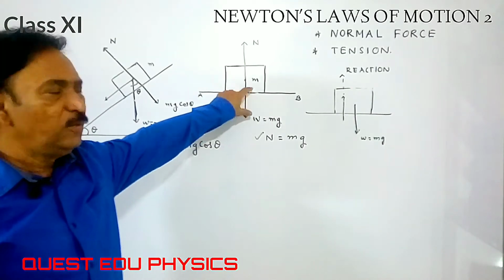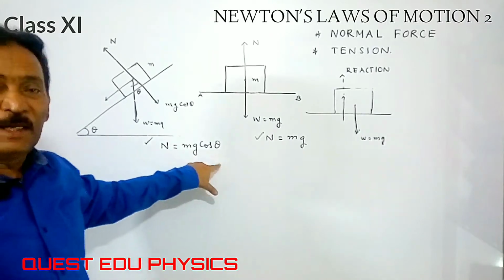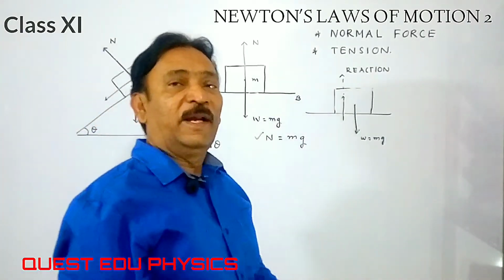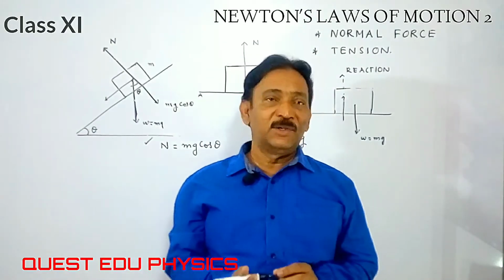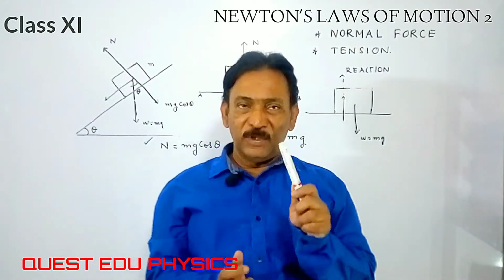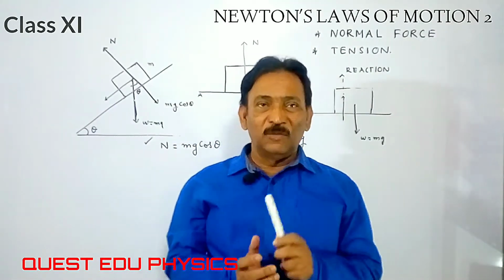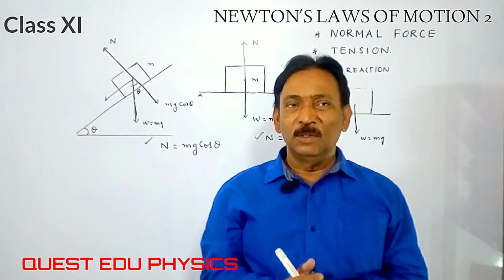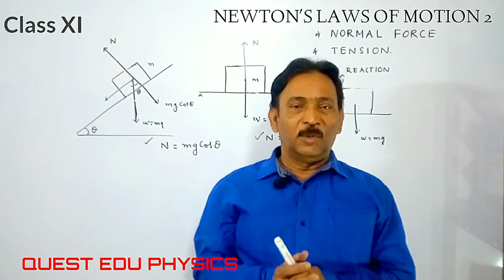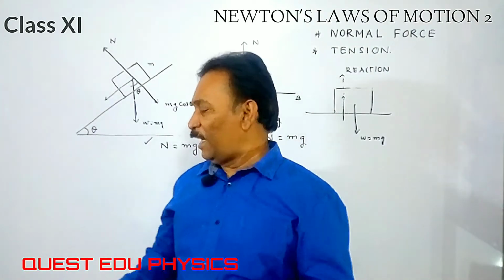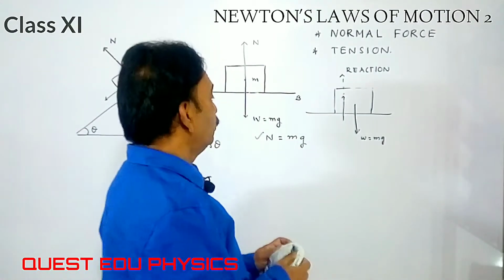Here see the angle between the two. Then what we get? Cos 0 is equal to 1. N is equal to mg. It is the normal reaction, students. You have to remember that normal reaction acts perpendicular to the surface only. It is not at all related to the weight of the body, but it depends upon the surface.